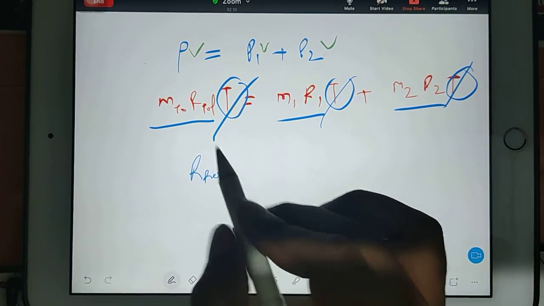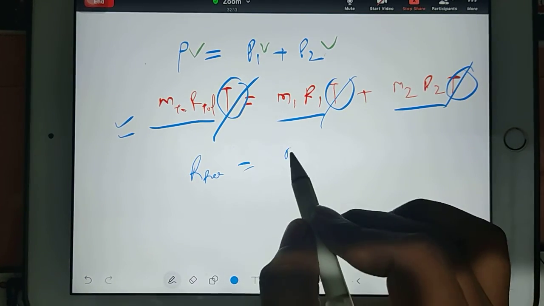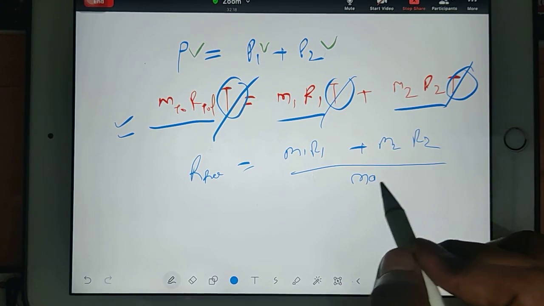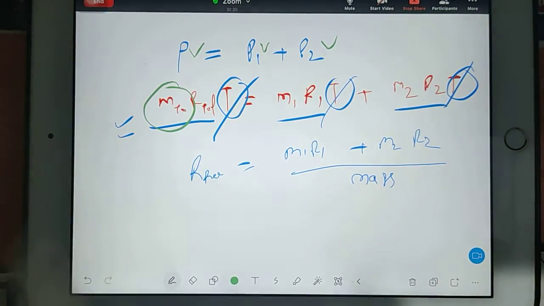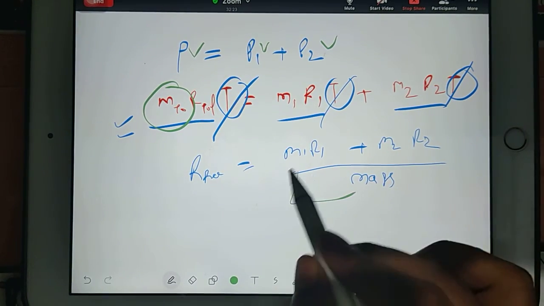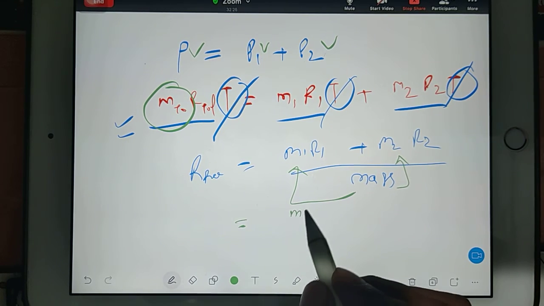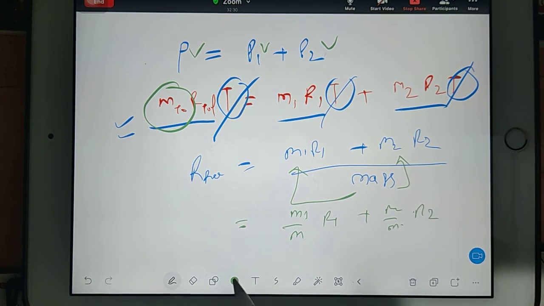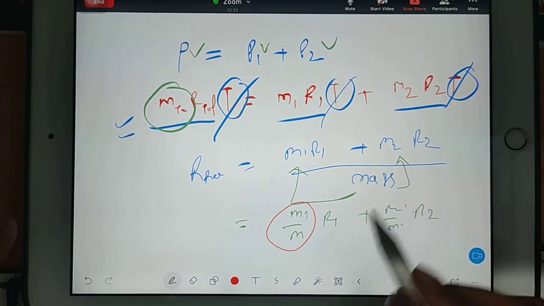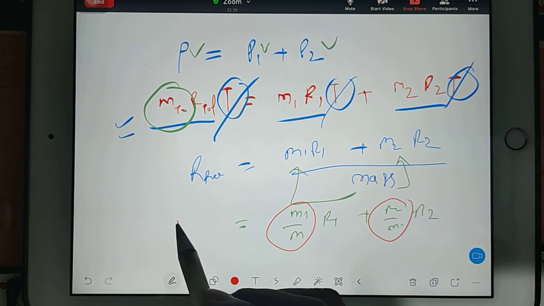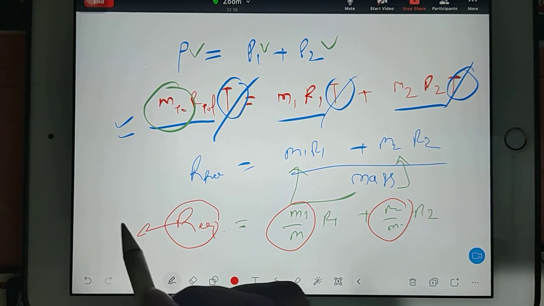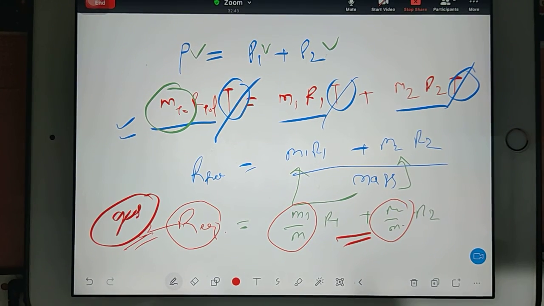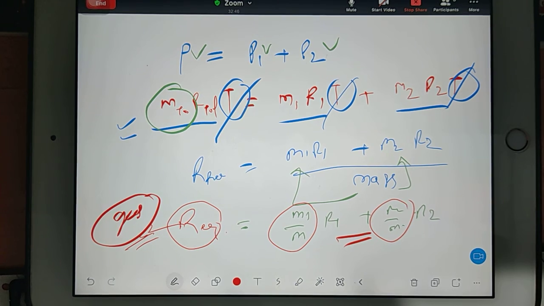So R total, this kind of question they ask in GATE, is nothing but M1 R1 plus M2 R2 divided by total mass, because on this side total mass is there. If you divide by total mass, you get m1 by total mass into R1, and m2 by total mass into R2. You know this, this is nothing but mass fraction. So your R equivalent, or R for the combination of gases, or R for the new gas, you can find by this. This is known as the gas constant of the mixture.